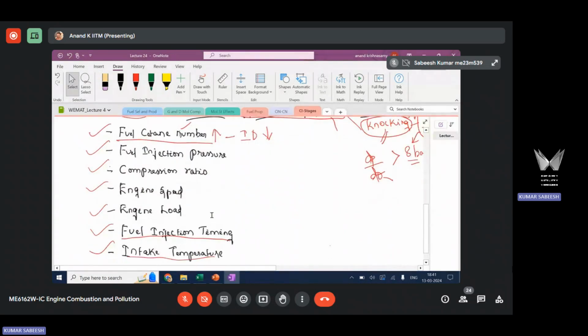Injection pressure: let us see how the injection pressure affects ignition delay time. What will happen if you increase the fuel injection pressure? What will happen to the delay time? Increase or decrease? Decrease, sir. Ignition delay is going to decrease. What is the mechanism involved here? How is the delay decreasing? Atomization will be better. Yes. Higher injection pressure, as you rightly said, will increase atomization.